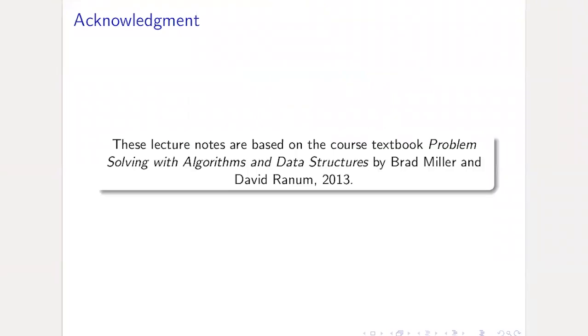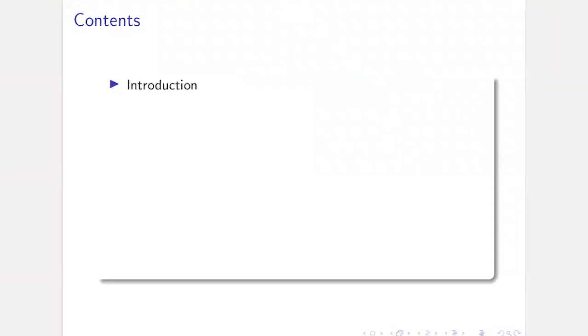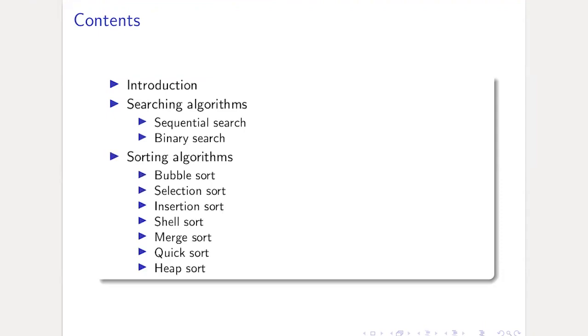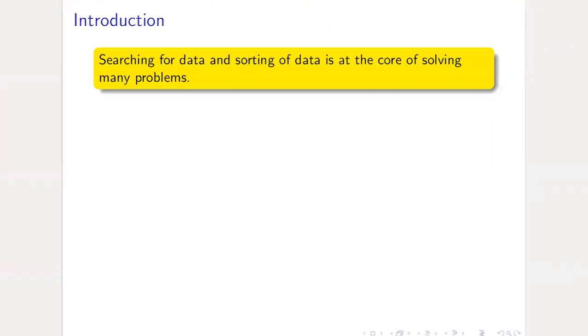Let me first give you the outline. I'll start off with an introduction, and then I will look at two searching algorithms, sequential and binary, and then I will look at a series of sorting algorithms. The intention here is less to do with studying different types of algorithms, but more to do with how different algorithms provide different capabilities. So let's start off with a little introduction.